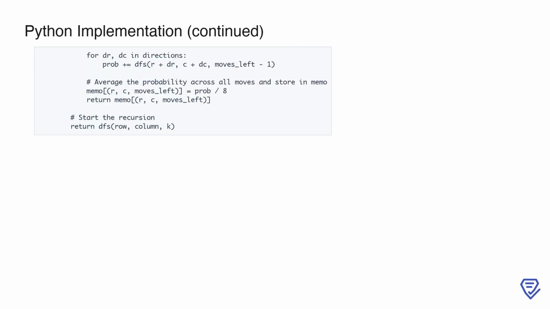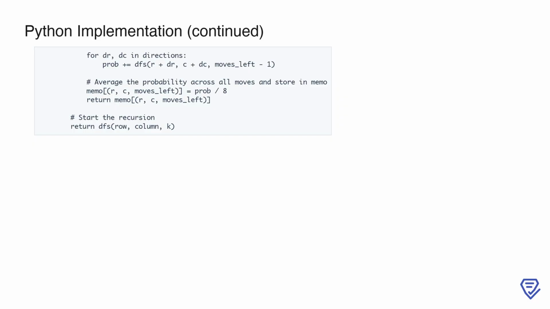Now, we move into the recursive part of the DFS function. For each possible knight move defined in the directions list, we recursively call DFS to calculate the probability of the knight staying on the board after making that move. We decrement the moves_left parameter by 1 to reflect that the knight has used one of its moves. The probabilities from all possible moves are summed up in the variable prob.